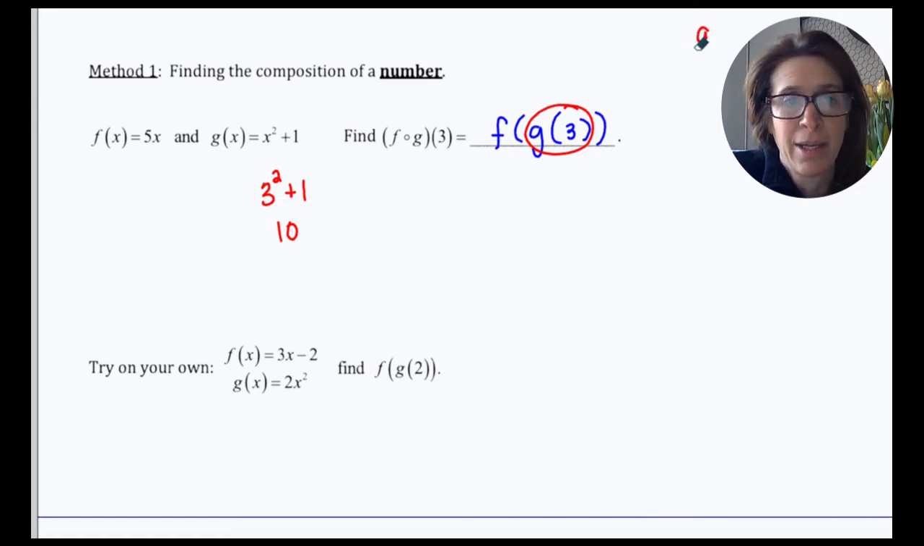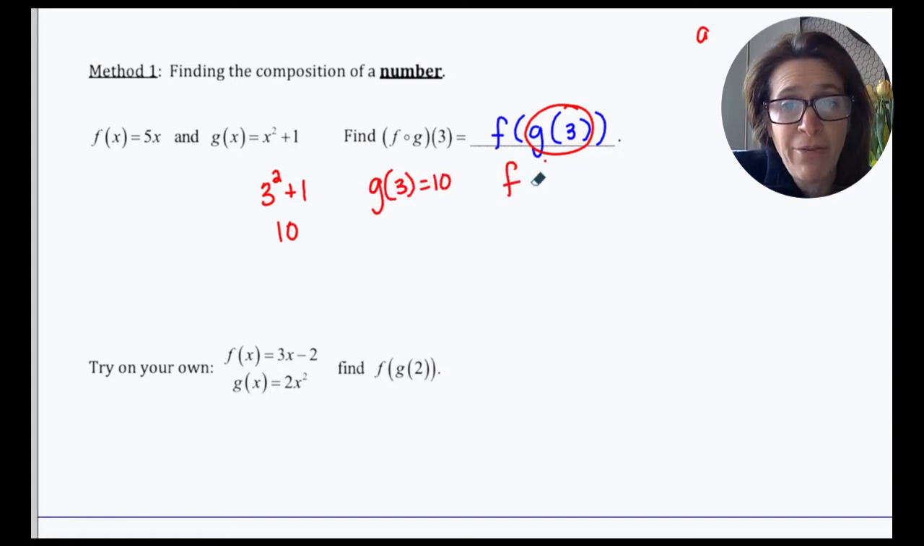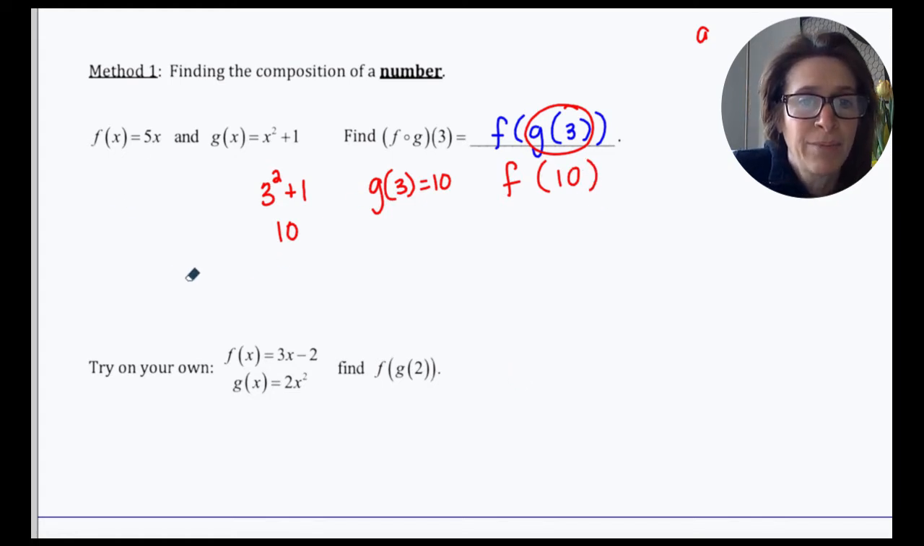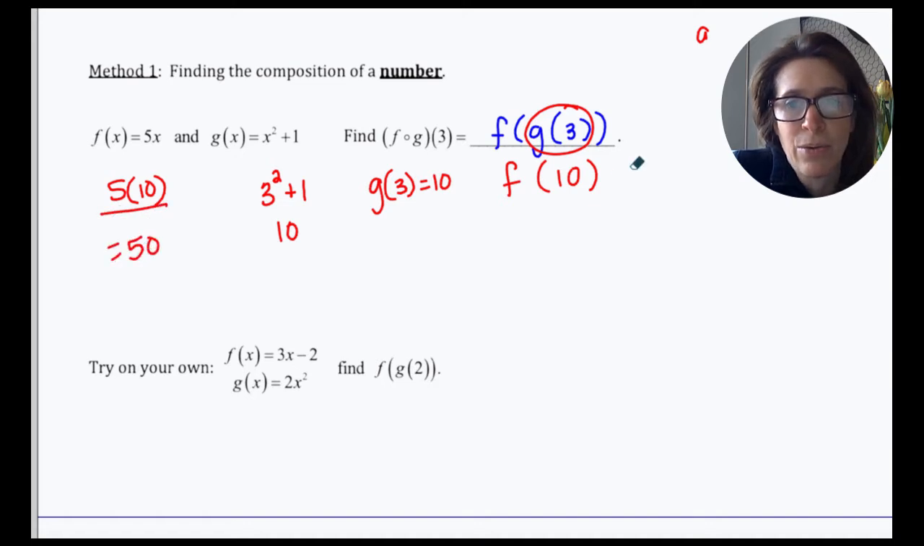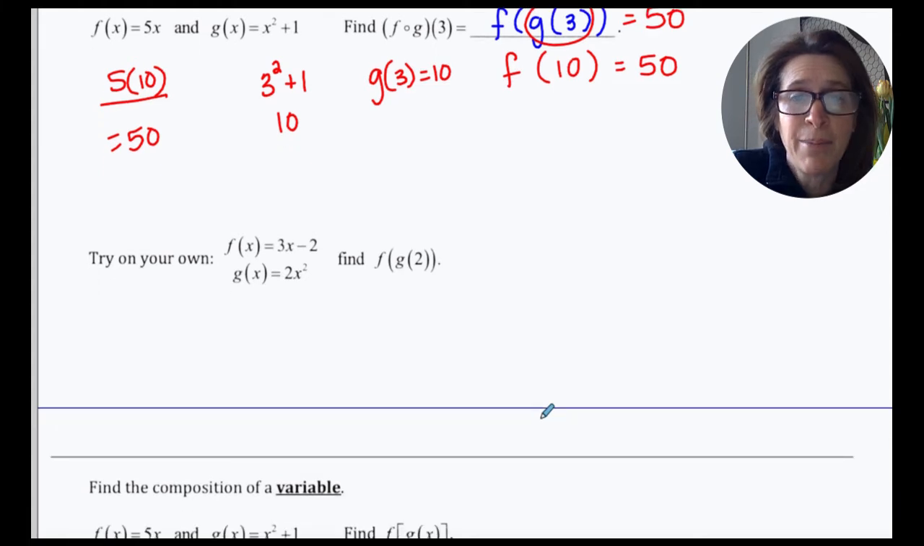Let me write that here. So g of 3 equals 10. Okay, so then I want to find f of 10. So f of 10 would be 5 times 10, so 50. So that equals 50. So f of g of 3 equals 50. Okay, I want you to try it on your own, press pause, and then come back.